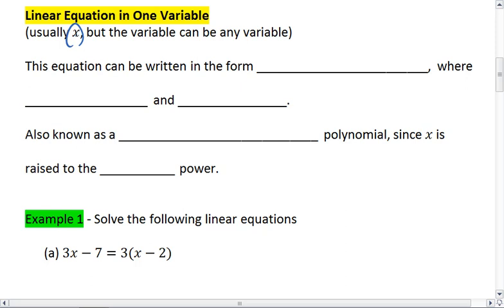A linear equation in one variable can be written in the form ax plus b equals 0, where a and b are elements of the reals. So a and b are real numbers, and a does not equal 0. So we do need to have that x term. This is also known as a first degree polynomial, since x is raised to the first power.